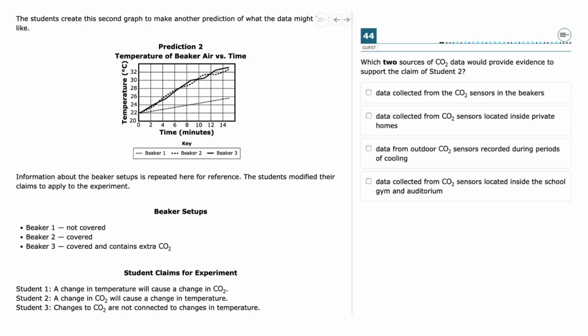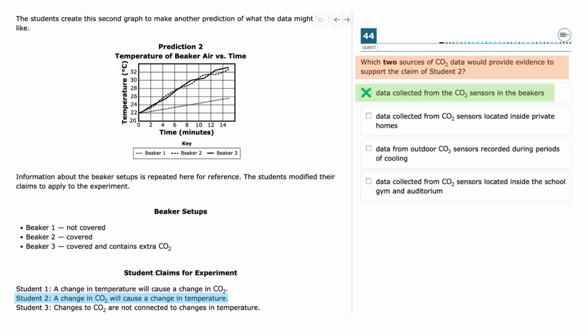In this problem, you are focusing on student 2's claim. A change in CO2 will cause a change in temperature. To support this claim, you need to collect evidence that when CO2 levels increase, temperatures also increase. You're given 4 choices about where CO2 data might come from. Your job is to choose the 2 best sources that would actually help prove student 2's idea.